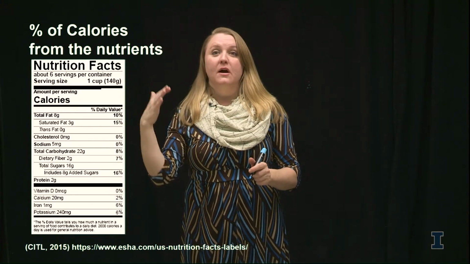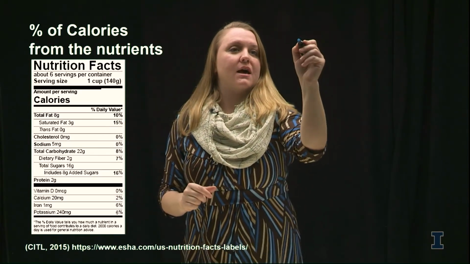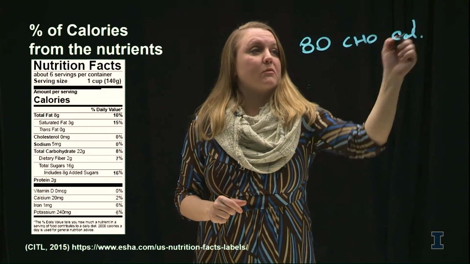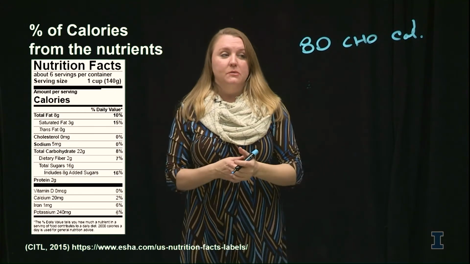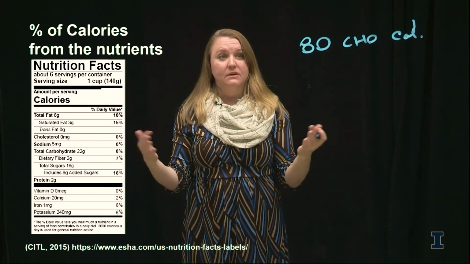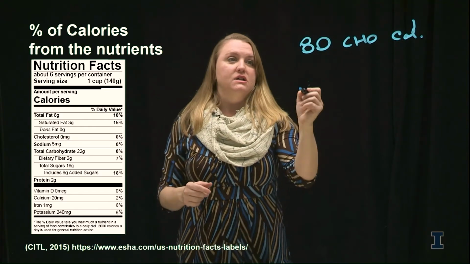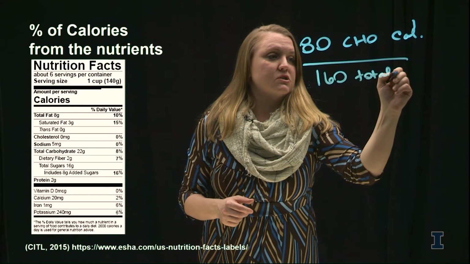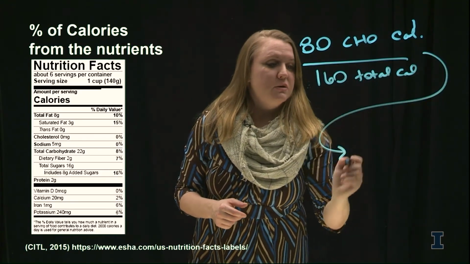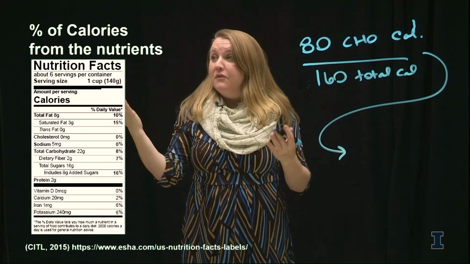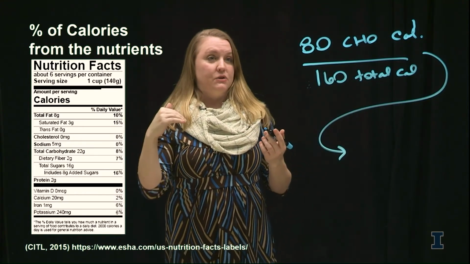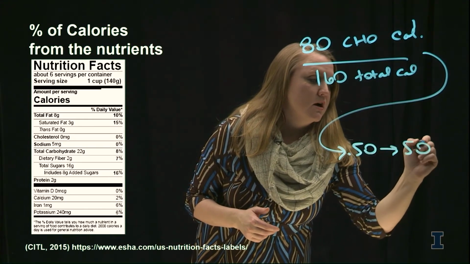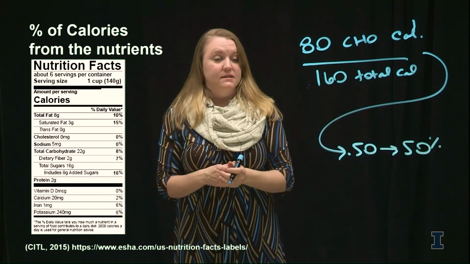So if we remember from the last slide, we calculated out that we have 80 carbohydrate calories. And if you remember, when we added everything together, we also determined that we had 160 total calories in the food itself per serving. So we can take the 80 carbohydrate calories and divide them by 160 total calories, and then this value is going to give us the percent of calories from that particular nutrient. So 80 divided by 160 is 0.50, which is the equivalent of 50% of the calories coming from carbohydrates.